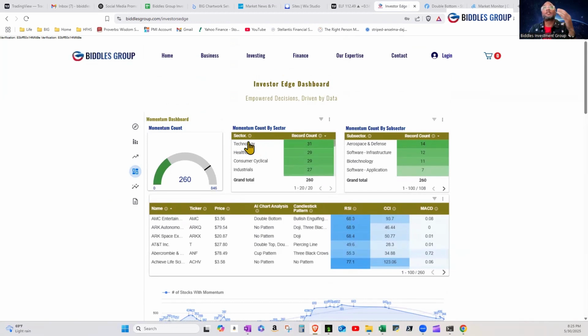What you see here is technology has the most momentum. 31 stocks with positive momentum, positive RSI, positive CCI, positive MACD. You can see healthcare. So there could be a rotation. From what we saw, there might be a rotation in the market because this week, healthcare, real estate, a lot of things that were previously doing well did well, but they dropped to the bottom.